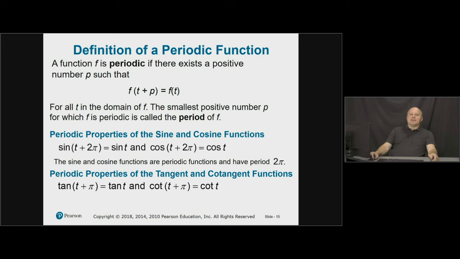And the periodic properties of the tangent and cotangent are: tangent of t plus pi is equal to tangent of t, and the cotangent of t plus pi is the cotangent of t. So basically what they're saying here is the tangent and the cotangent functions, their period is just pi, not 2 pi. And you're like, why is it different? Well, it's different because of how they're defined. The tangent, remember, is the y-coordinate over the x-coordinate, and the cotangent is the x-coordinate over the y-coordinate.